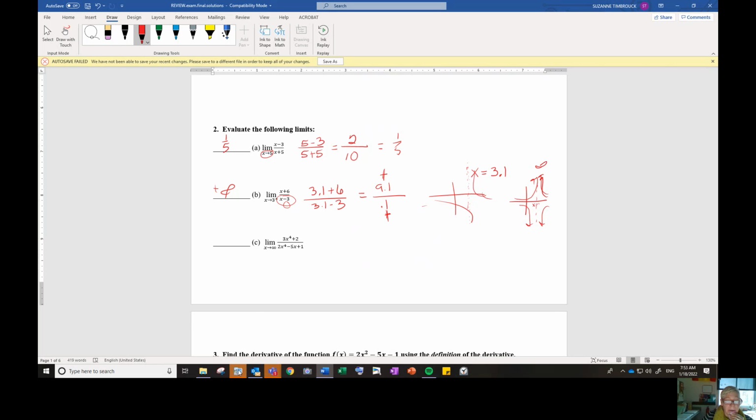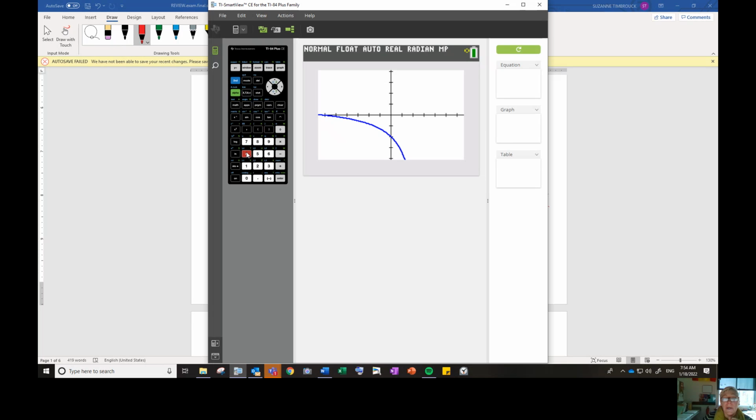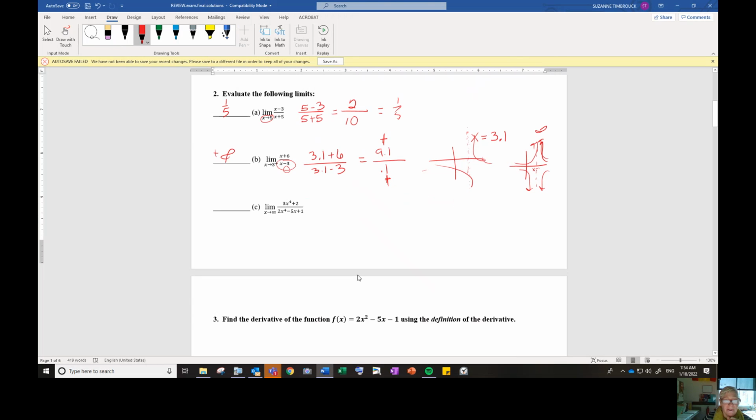Now, truth be told, you're going to have your calculator with you, and nothing is stopping you from using your calculator. So you can actually graph these, at least to check your work too. So x plus 6 divided by x minus 3. And I'm just going to go, let's see, zoom 4. So here's 3. Let me go to zoom 6. So here's 1, 2, 3. There's my asymptote. And from the right, I can see it going up to positive infinity.